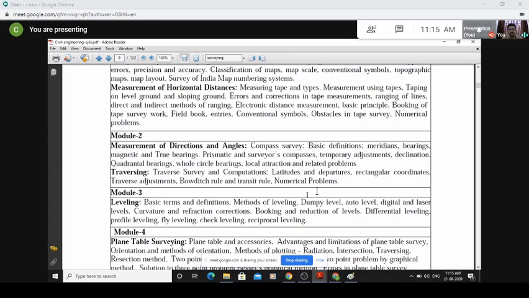So here in this compass survey, you are going to learn about angles and directions. You are going to learn what is meridian, what is bearing, what is magnetic bearing, what is true bearing. Then you are going to know about the equipment for measuring the bearings. There is the compass. You have two types of compass which you are going to study: prismatic compass and surveyor's compass.